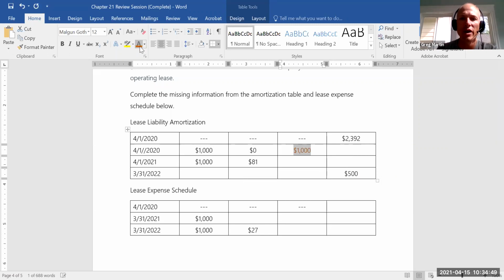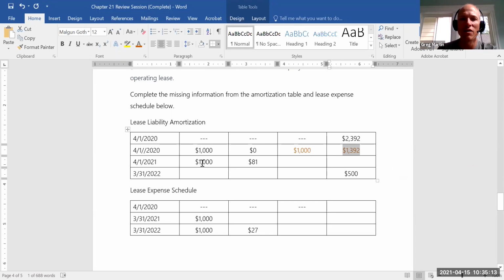Good, it is $1,000. Yep. And given that the amortization is $1,000, what is the new carrying value of the lease liability? Good, good. Yep, $1,392. Good.